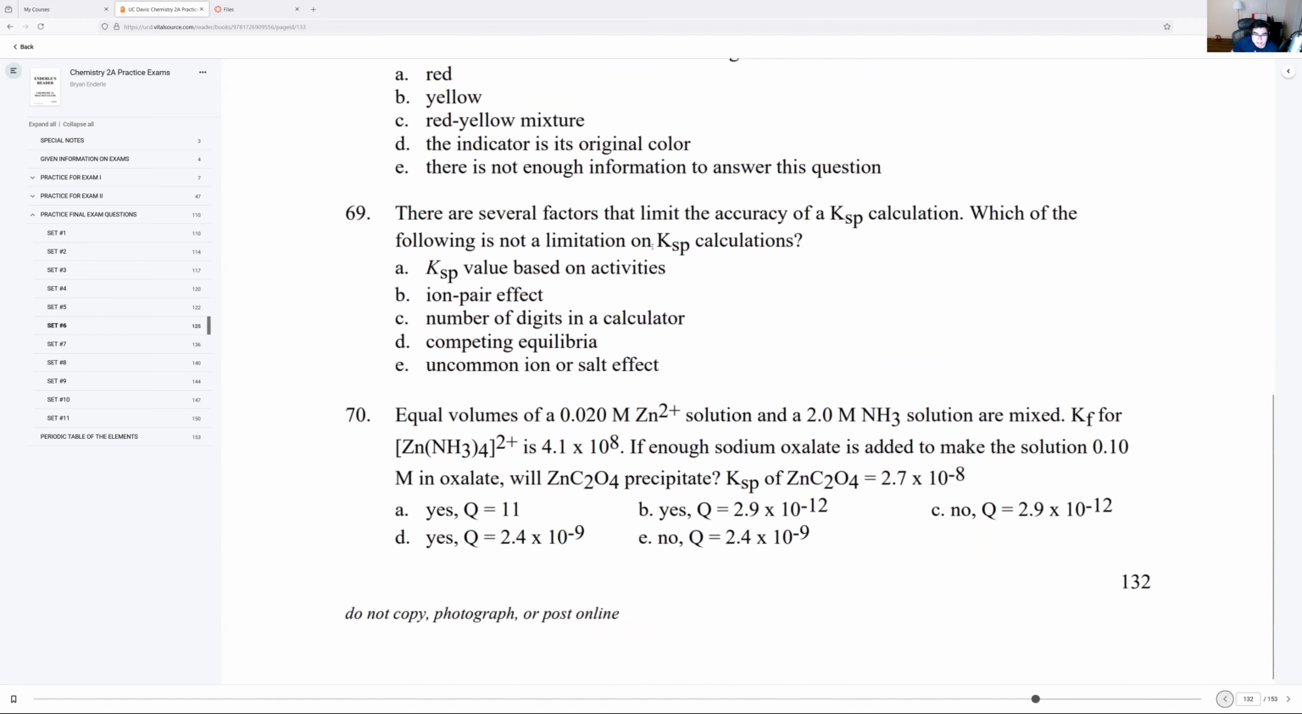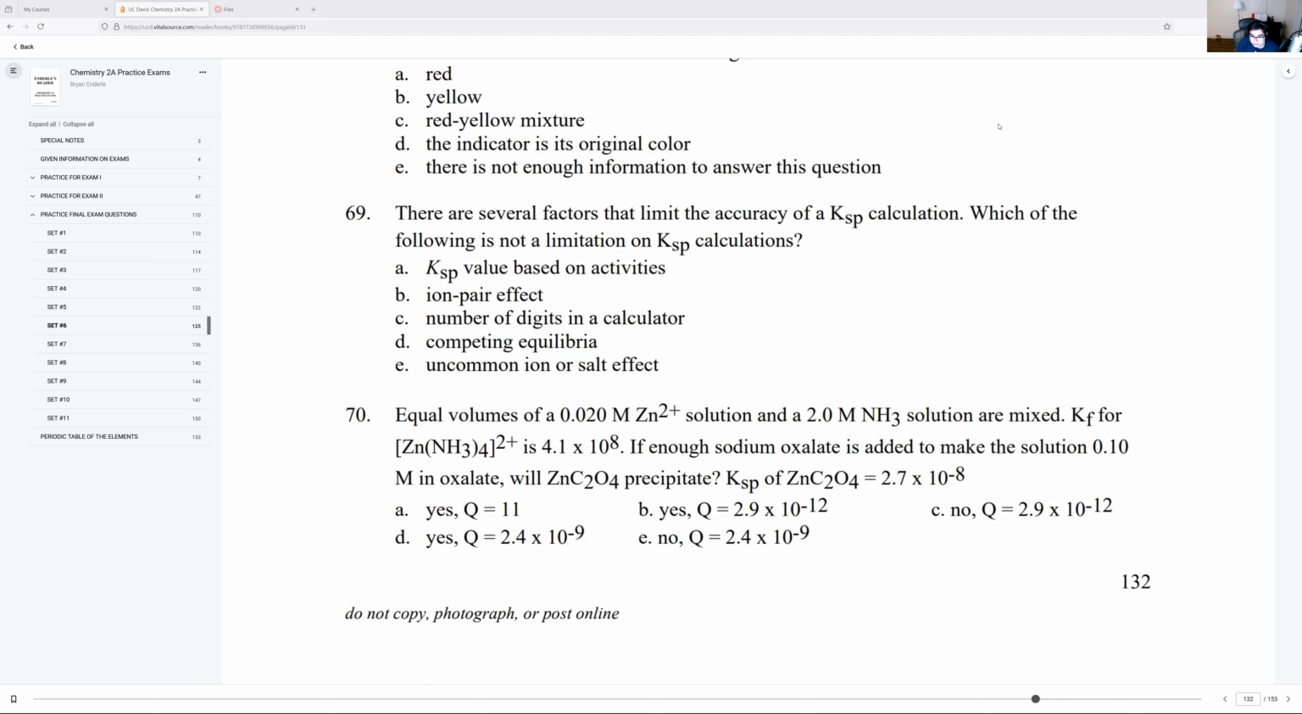70 says equal volumes of the zinc solution and an NH3 solution are mixed. Kf for that complex ion is 4.1 times 10 to the eighth. It's pretty high. It says if enough sodium oxalate is added to make the solution 0.1 molar in oxalate, will zinc oxalate, ZnC2O4, precipitate?